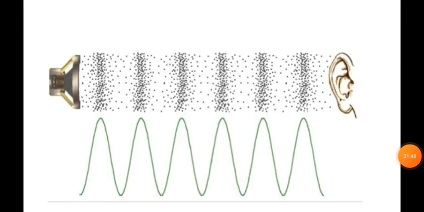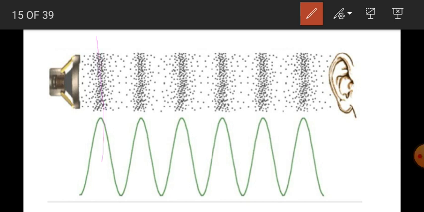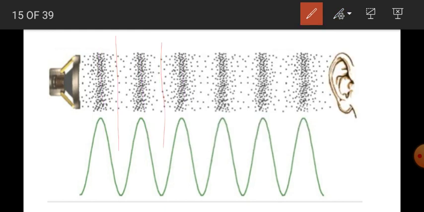In case of longitudinal waves, this is one compression, and this is the second compression. The distance between two consecutive compressions is known as wavelength, or else the distance from one rarefaction to another rarefaction. Again, this is lambda. So between two compressions or between two rarefactions, the distance is the same, and we call it wavelength.